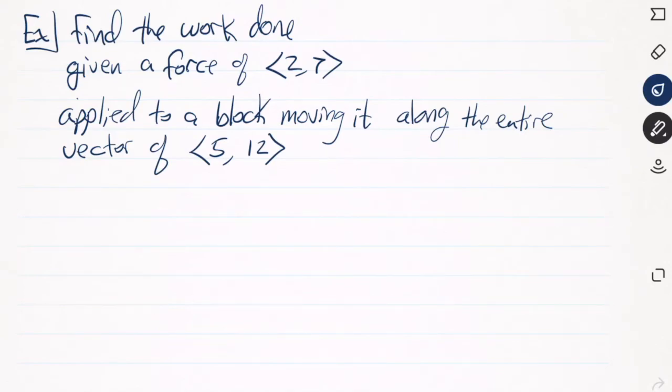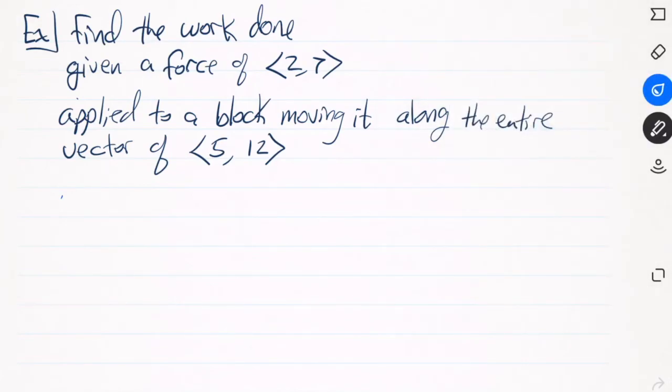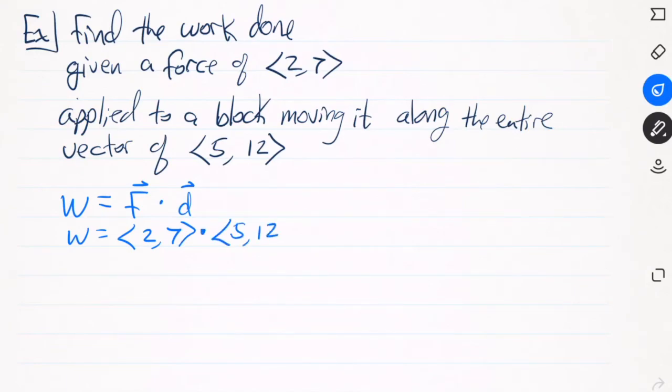The idea is that if you have a force and a distance in vector terms, then to find the work done, it's just the dot product. So here we're going to say the work is equal to the dot product of the force vector and the distance vector. The force is 2, 7, and it's being applied over a distance along 5, 12, kind of like the hypotenuse of the triangle. So we find the dot product.